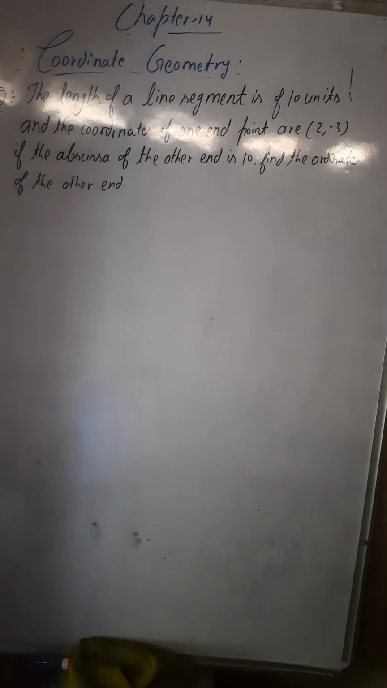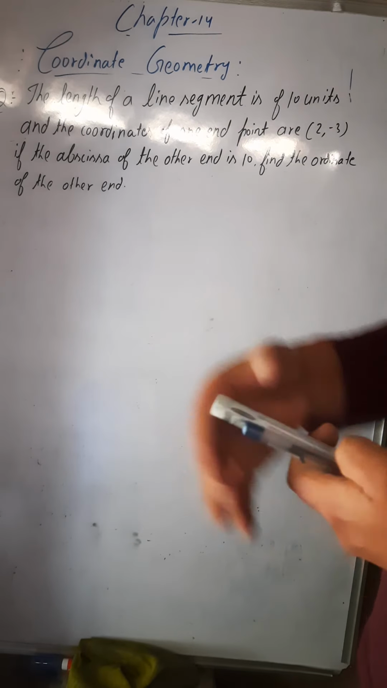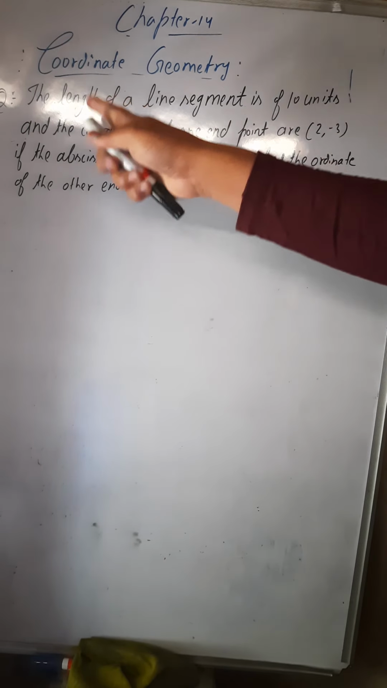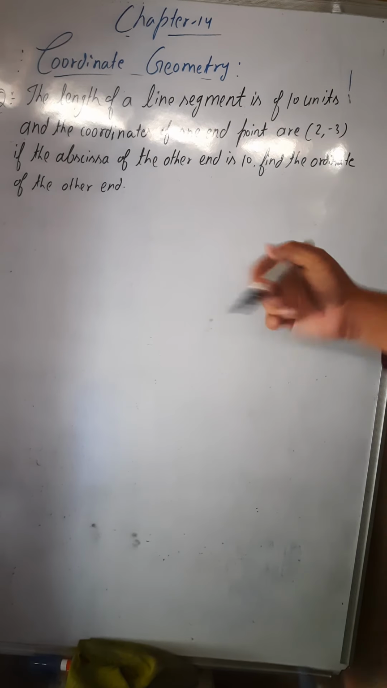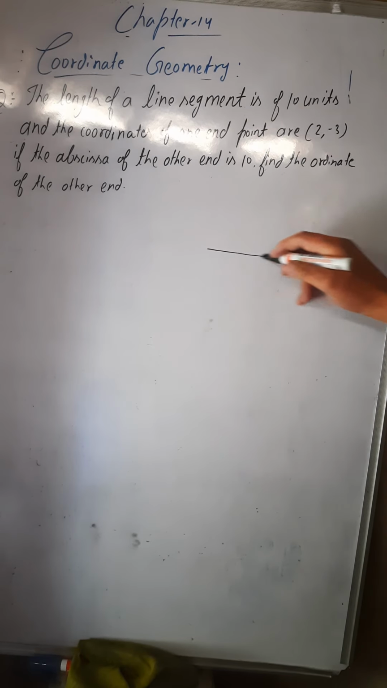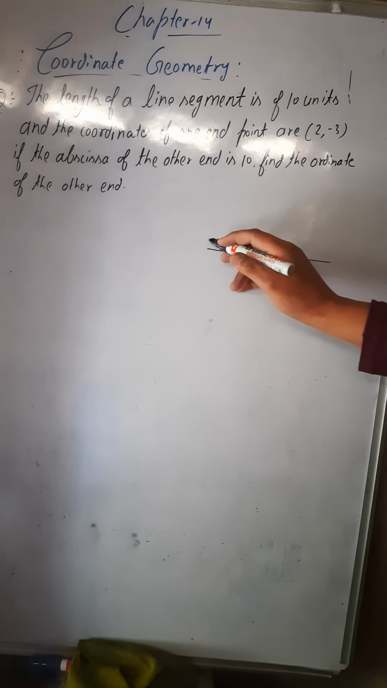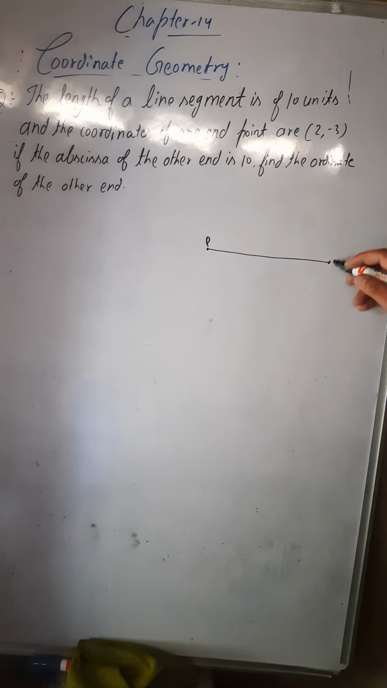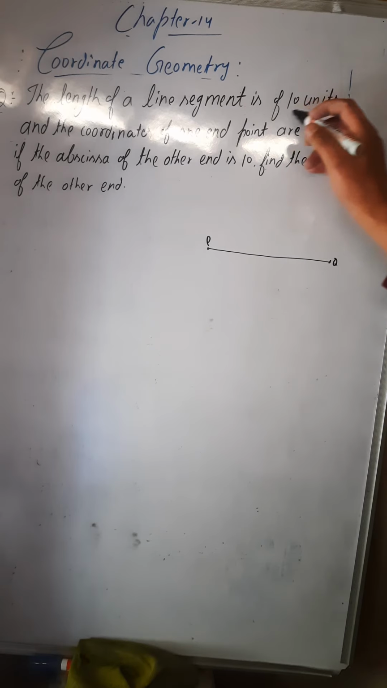So hello dear students, today we will take some other type of questions in this chapter, coordinate geometry. One question I have written here: the length of a line segment is of 10 unit. You have been given a line segment, let's say this is the point P and this is the point Q. This length PQ you have been given here, how much is 10 unit.